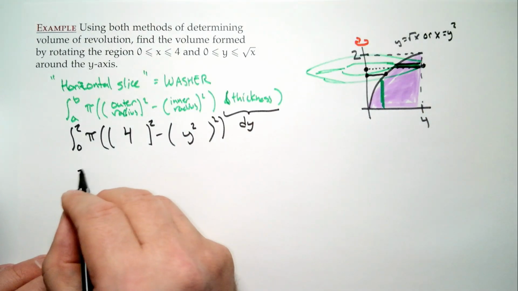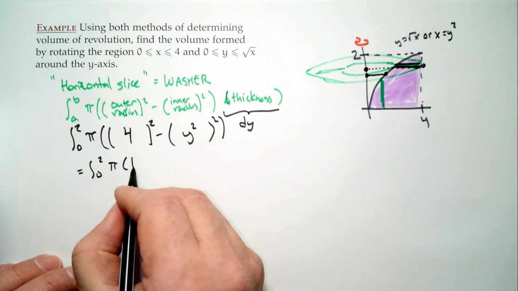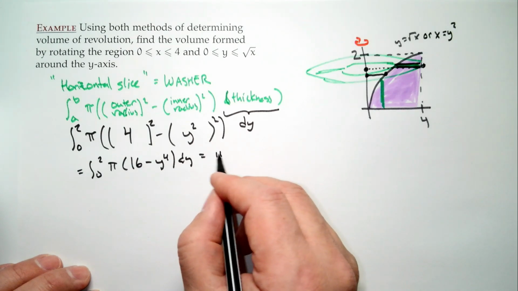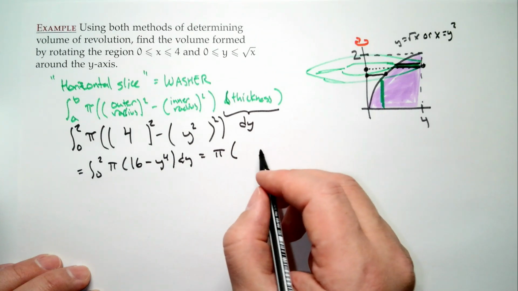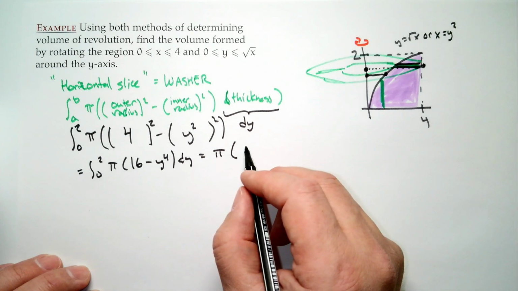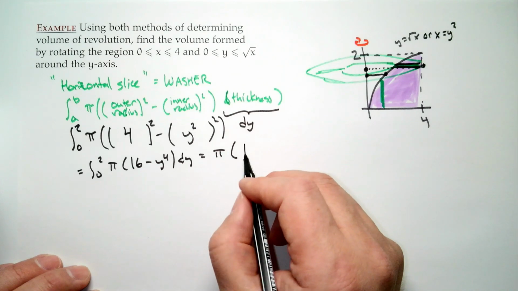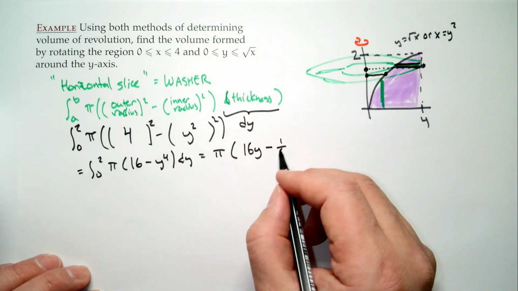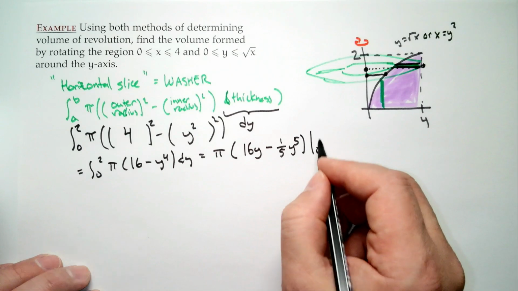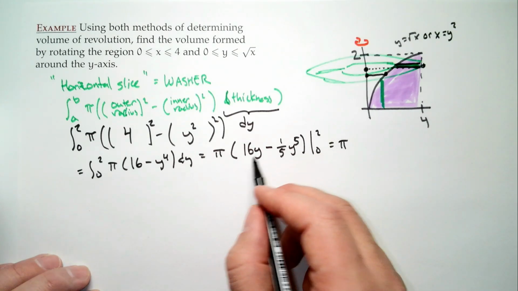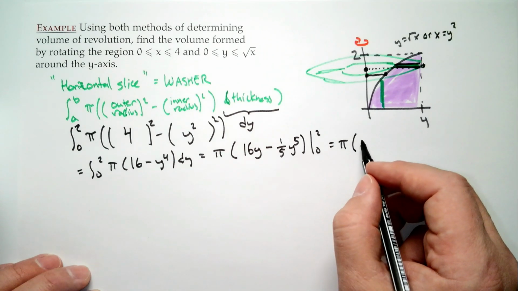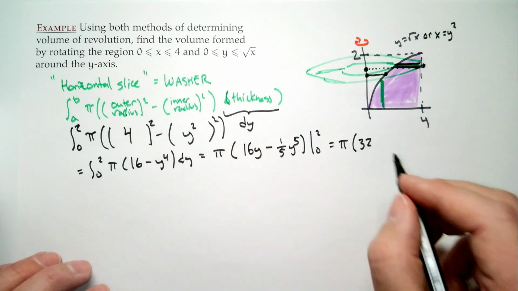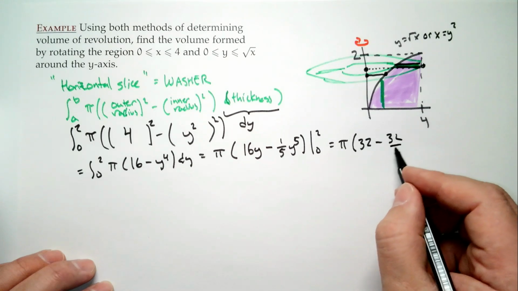So this becomes integral 0 to 2 pi of 16 minus y to the 4th power. Well, that's not a hard integral. The integral of 16 with respect to y is 16y. Integral of y to the 4th with respect to y is 1/5 y to the 5th. Evaluate from 0 to 2. 16 times 2 is 32. 2 to the 5th is 32. So this becomes 32 minus 32 over 5.